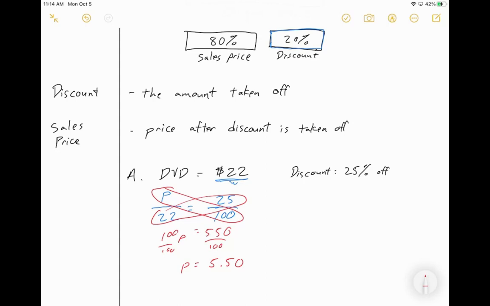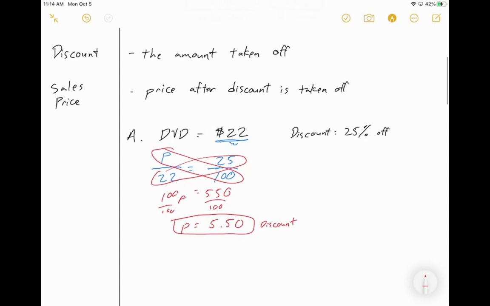Just keep that in mind. Money always 2 decimal places. They're never going to tell you where to round it. It's your job to know you always have to round to 2 decimal places. Okay, so this right here is not our final answer. This is our discount.